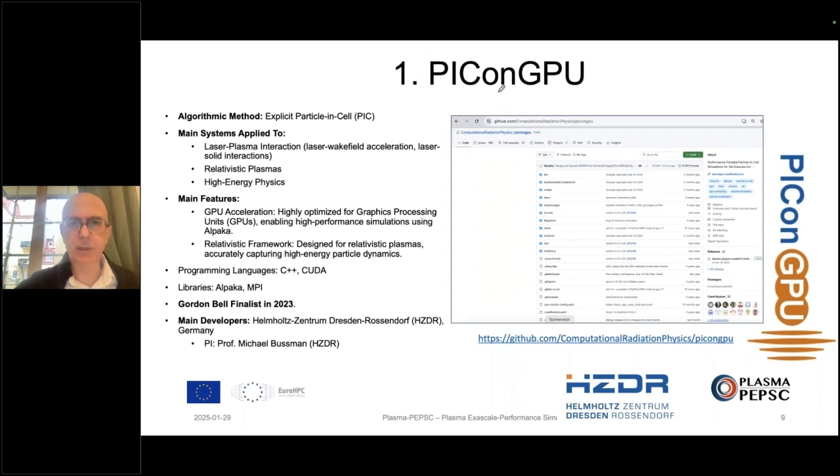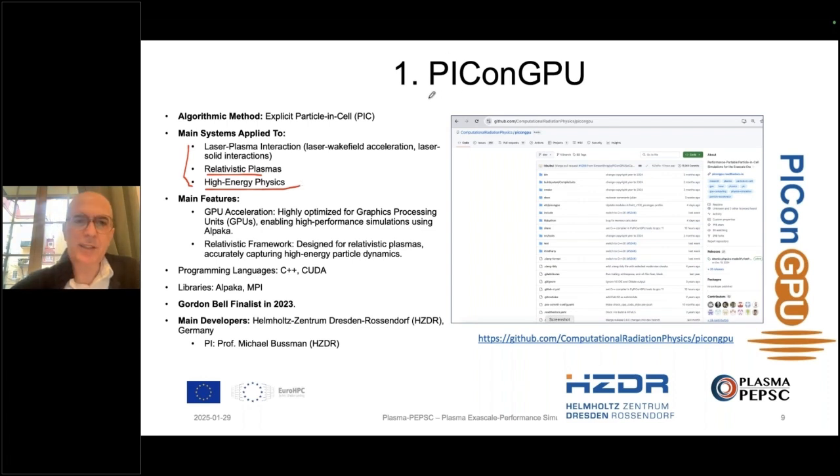The first code is PIConGPU, an explicit particle-in-cell code, very advanced with many different features, for instance radiation and relativistic treatment of the system. As I mentioned in the previous video, this main system is applied to laser-plasma interaction, for instance laser wakefield acceleration and laser-solid interaction. It is largely used in relativistic plasma, and also for modeling high energy physics that includes plasma.